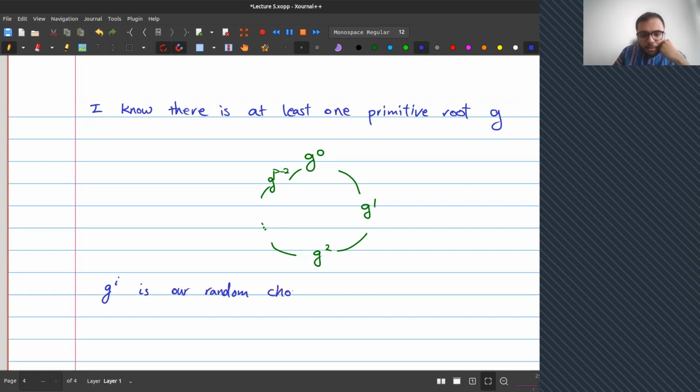Again, the way I'm choosing is not really like this because I don't know what G is going to be. I'm just choosing a random remainder. But I know that G is a primitive root, so a random remainder would just be a random G to the power of I. Now, how likely is it that this G to the power of I is also a primitive root?